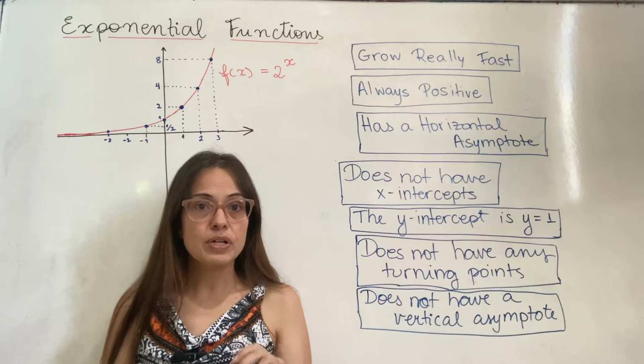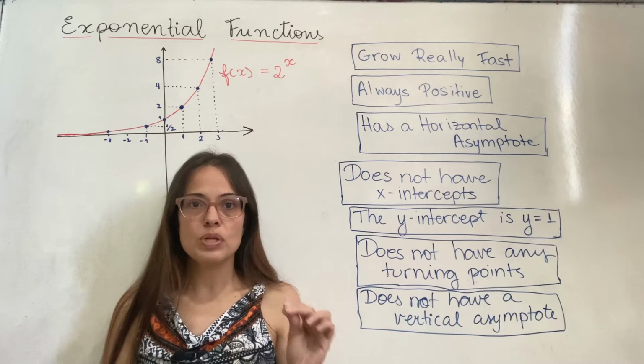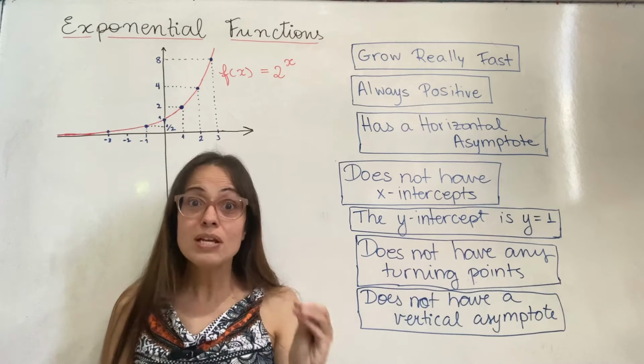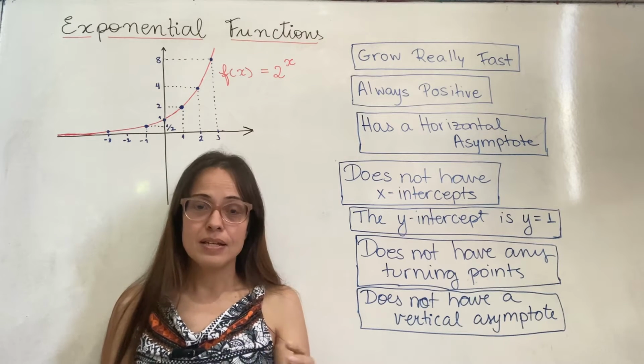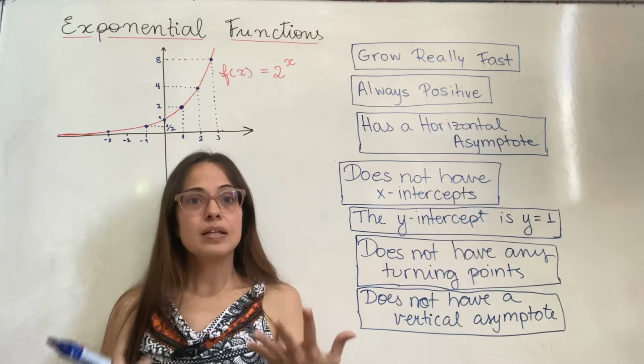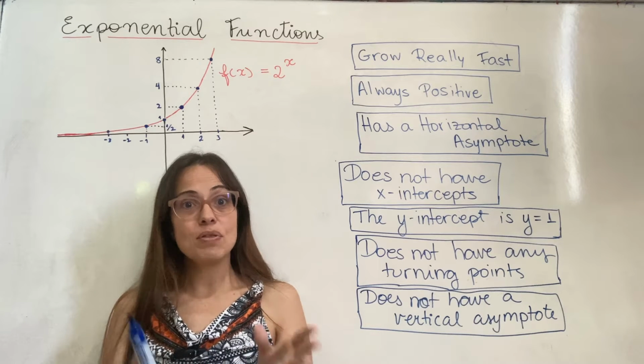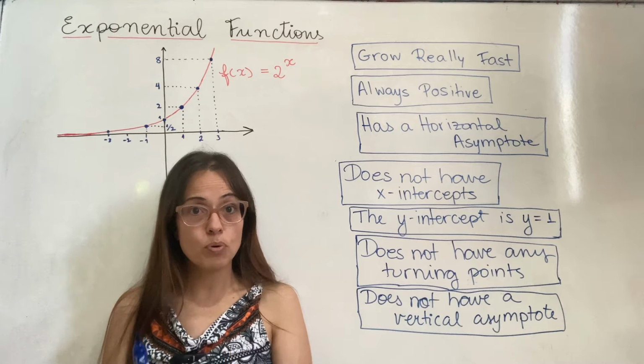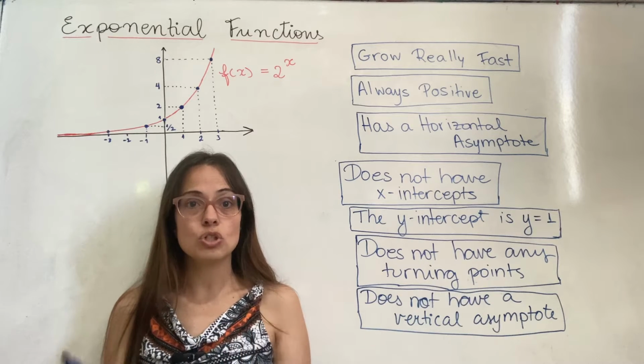It's not vertical in reality, okay? It's just going really, really fast. And when I say really, really fast, that is really, really fast. It is so fast that by looking at your calculator, you may think that it has a vertical asymptote, but it's important for you to know that it does not.